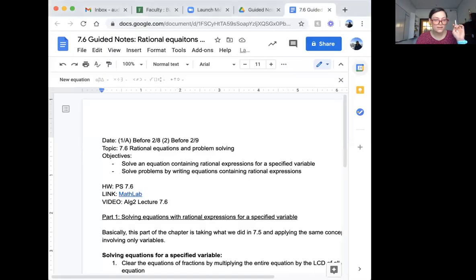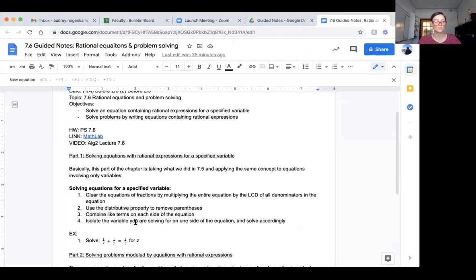All right, so today we are going to be talking about 7.6, which is kind of like pulling together a lot of the stuff we've talked about in chapter 7 in some application-y type problems. So, everyone's favorite. And without further ado, let me share my screen. So today, 7.6, rational equations and problem solving.